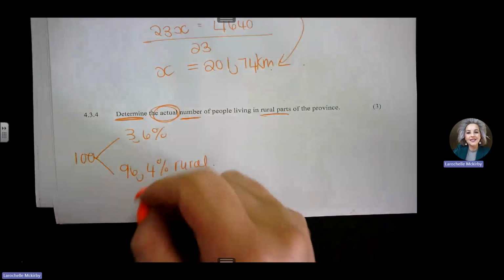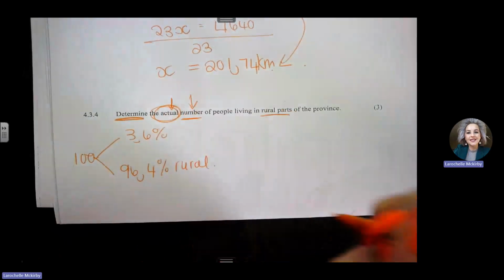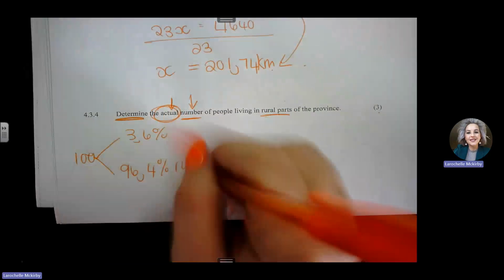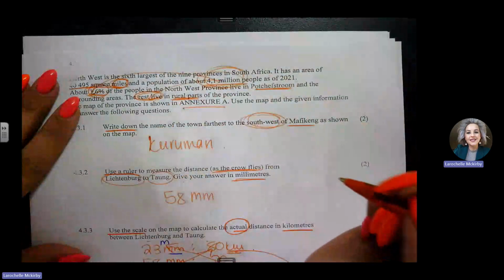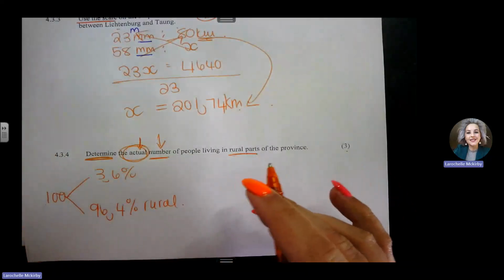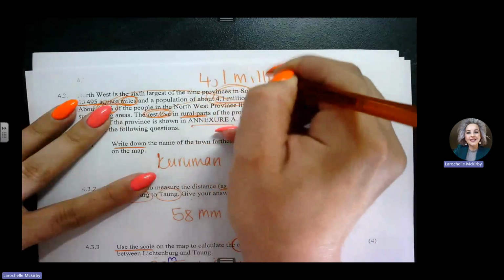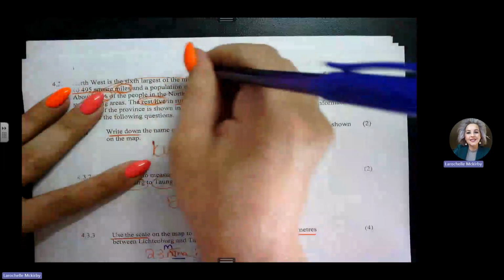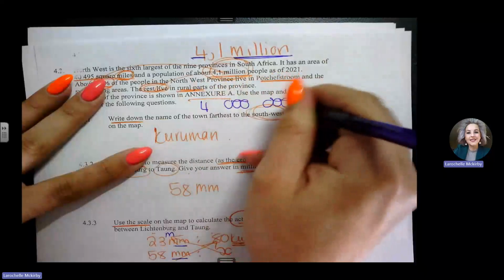Now, we can't just have the percentage because they are saying the actual number of people. And this question is counting 3 marks. Do you think you're getting 3 marks for this? No. So now we need to go and use the 4.1 million. I can't say 4.1 million now. I need to write it out with all its zeros. So let's just quickly do it here. 4.1 million means 4 and then 6 zeros. So it's 4, 1, 2, 3, 4, 5, 6 zeros.